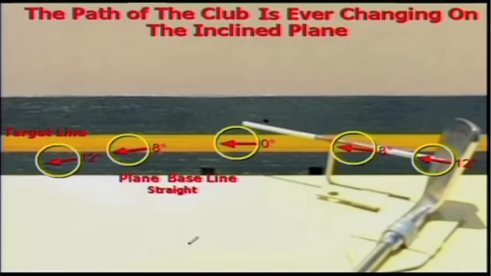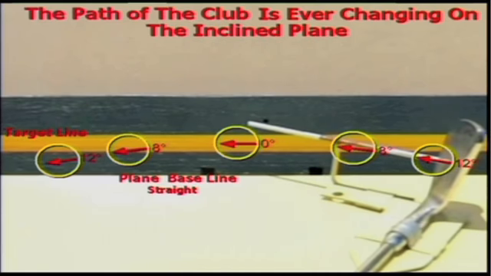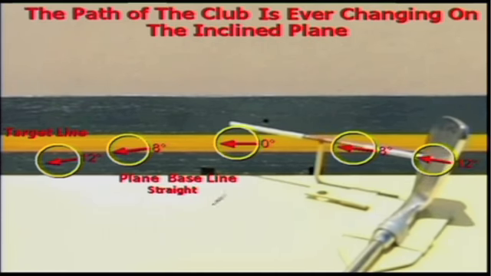The first thing we need to understand is that the path of the golf club is ever changing on the inclined plane. So here's an angled plane. We have a plane board here that's in yellow. The target line also is in a little bit darker yellow, and you can see the base of the inclined plane is straight down the target line. As the club approaches the golf ball, or wherever the golf ball is hit, we have the club head here that has this stick sticking out of the face, and that's not necessarily pointing where the face is pointing, but that's pointing the direction of the motion of the club head.